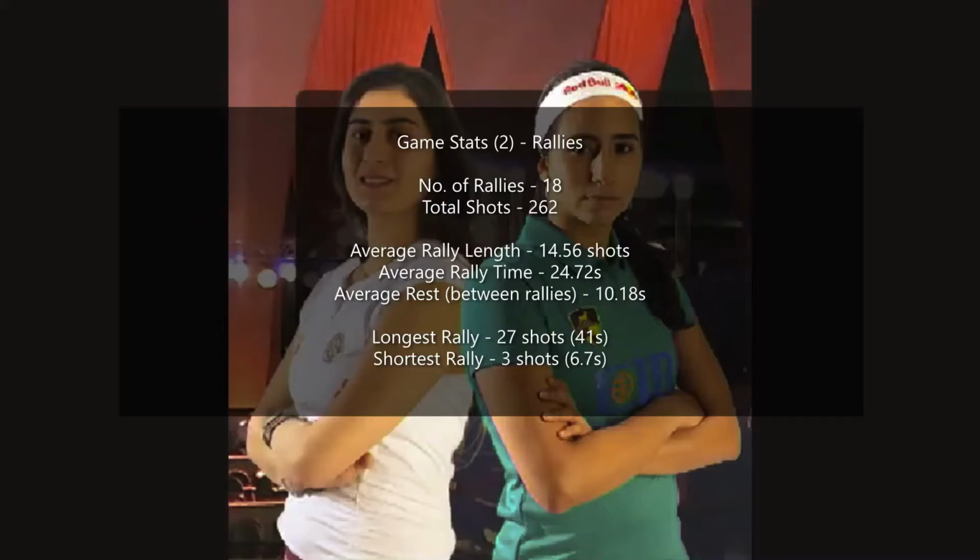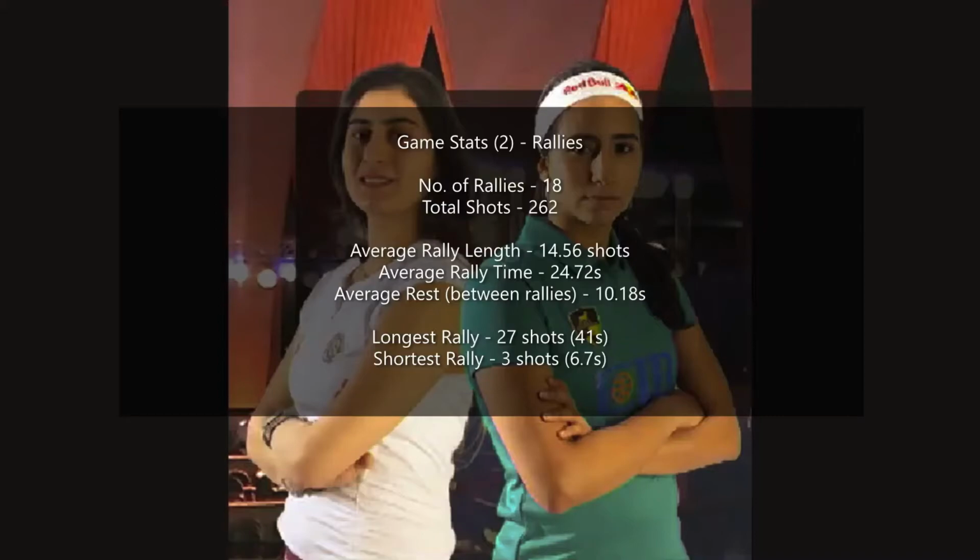The total number of rallies in the game were 18. In those 18 rallies, the two players exchanged 262 shots. The average rally length was 14.56 shots. The average rally time was 24.72 seconds. And the average rest in between rallies was 10.18 seconds.